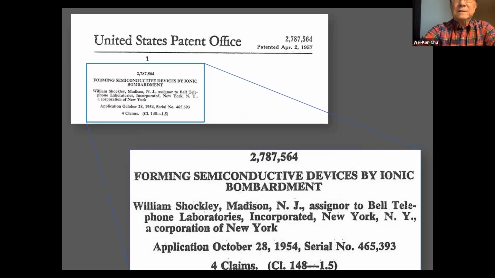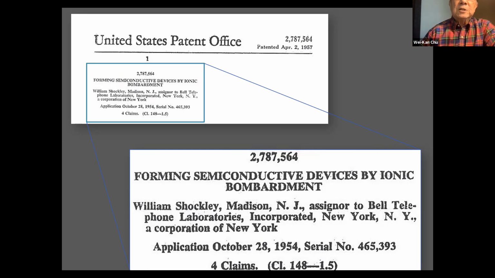Okay, 500 years after the previous viewgraph was 1955. So here, if you look at the date of this patent, a US patent, it is 1957. So we really talk about 400 years later. The inventor of this patent is William Shockley, and Bill Shockley at that time was at Bell Lab.